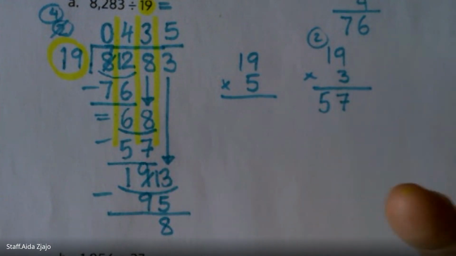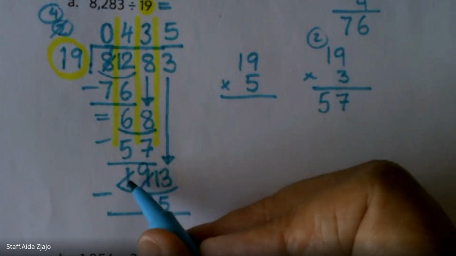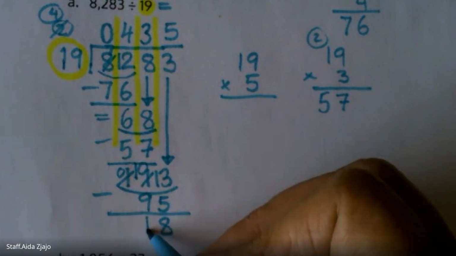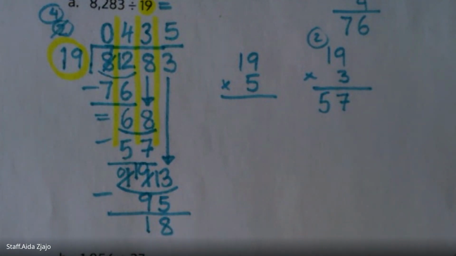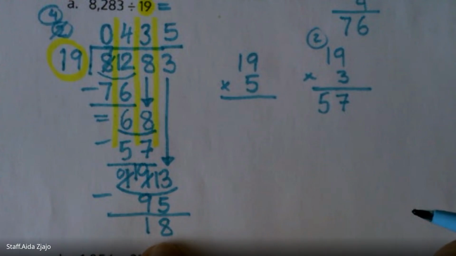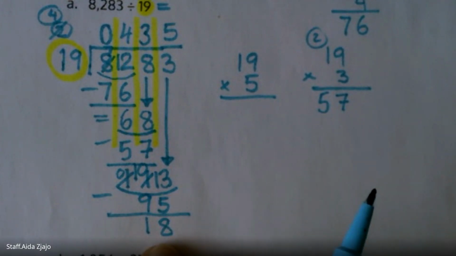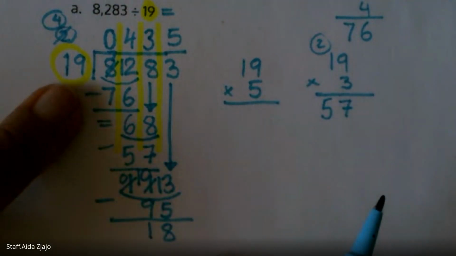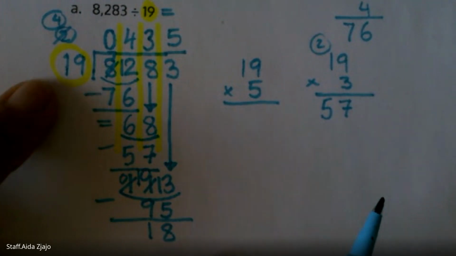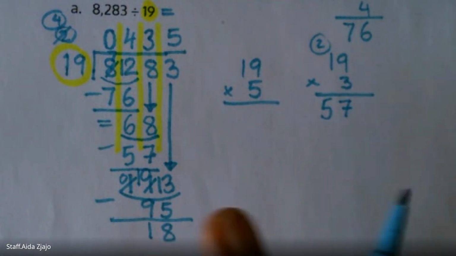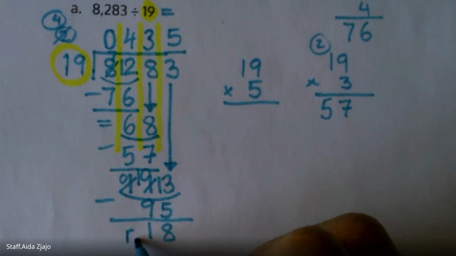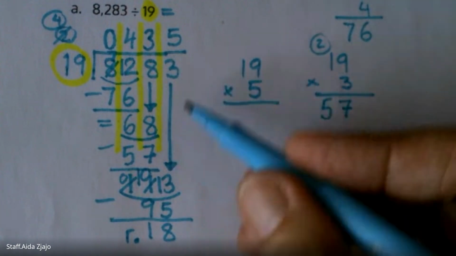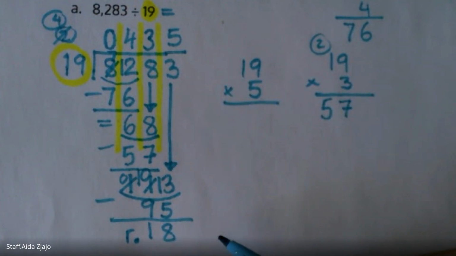0 minus 9 doesn't work, so I have to regroup the hundreds. Make that 10. 10 minus 1 is 9, so my remainder is just 18. And it is a good remainder because even if I have 18, I still cannot make a group of 19. I'm missing one more. So this is my remainder, because I do not have any more numbers to bring down, so I am done.